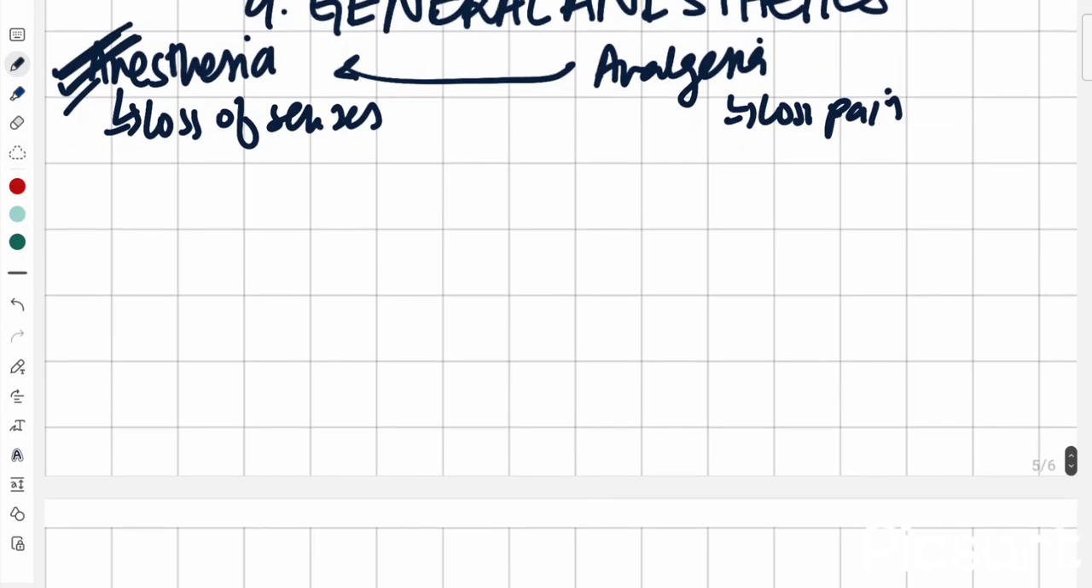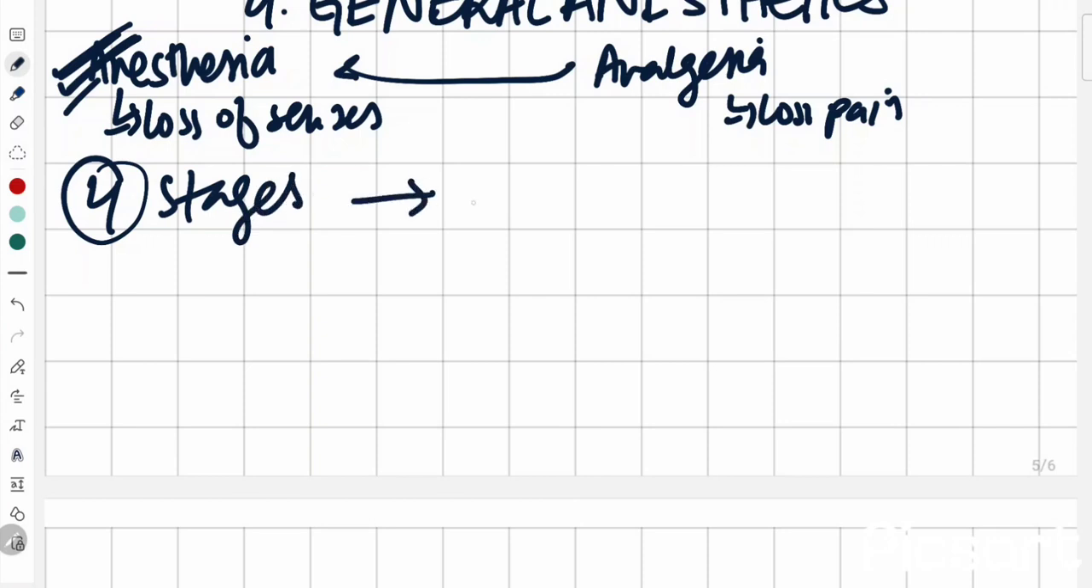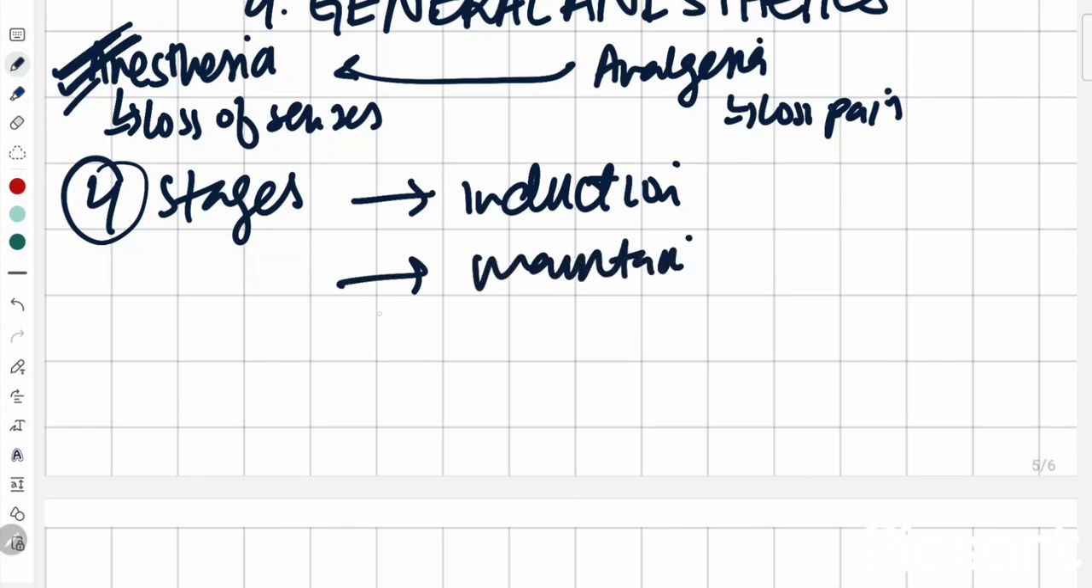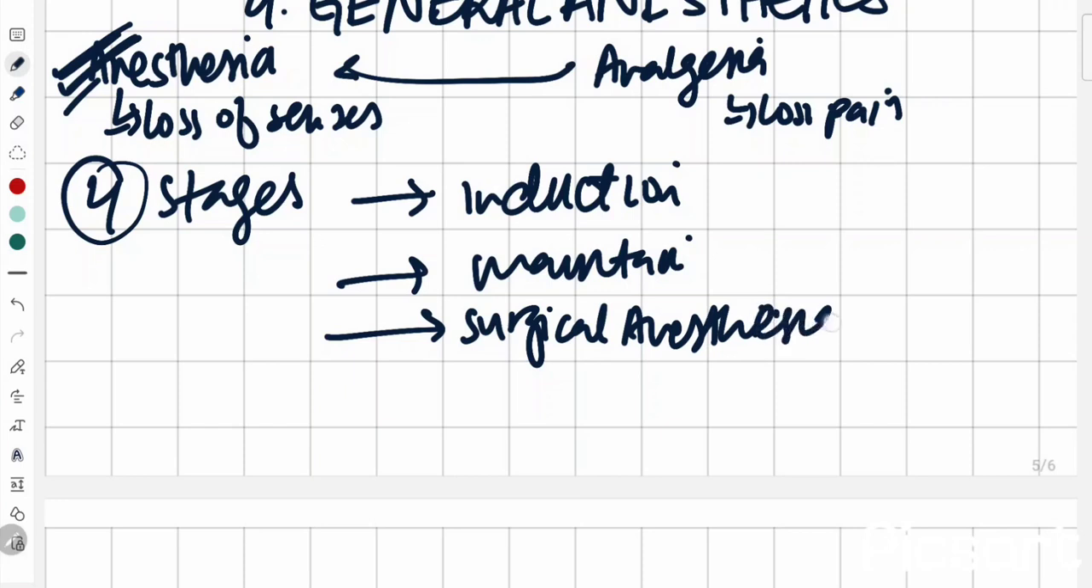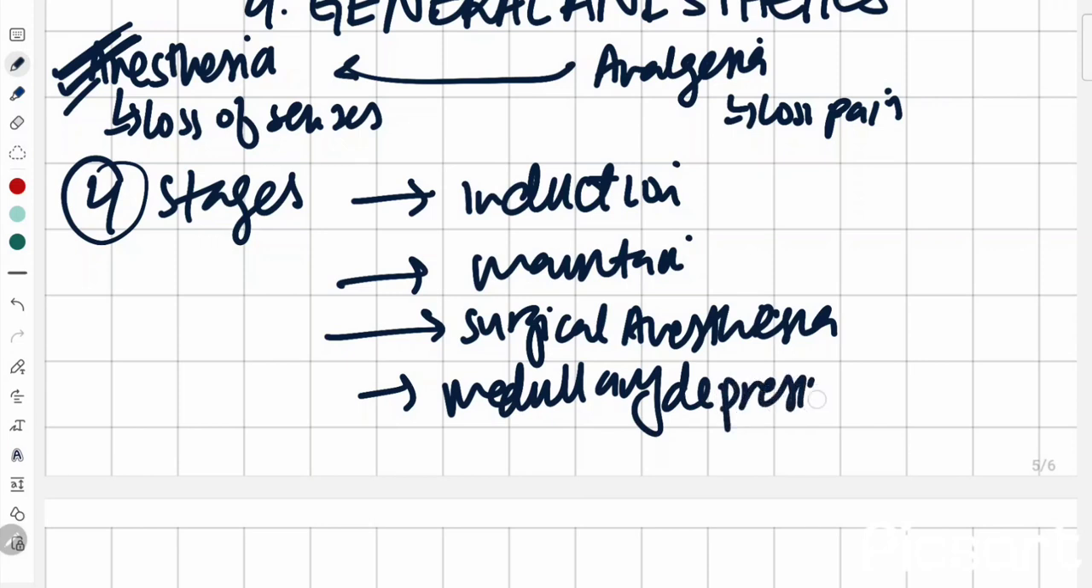Now, there are four stages of anesthesia. First is the induction phase. Then we have the maintenance phase. And then we have surgical anesthesia. And then we have medullary depression. It is at the surgical stage that surgeries are usually performed. And when it goes to medullary depression, then the anesthesia becomes irreversible.